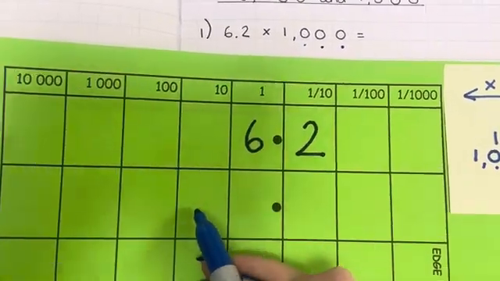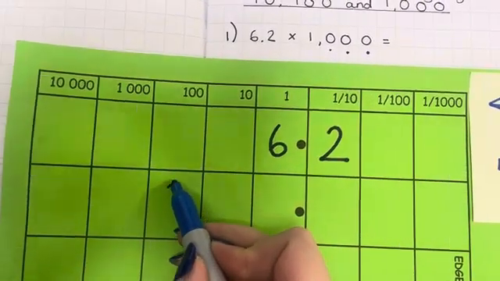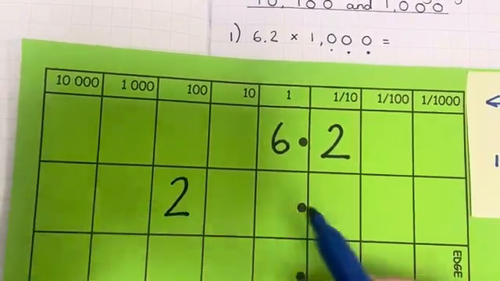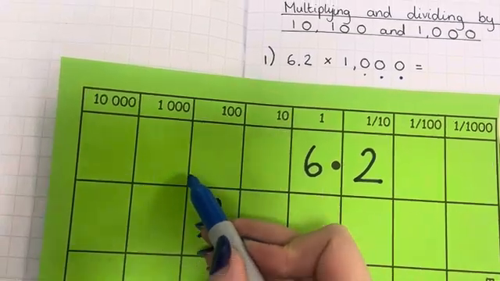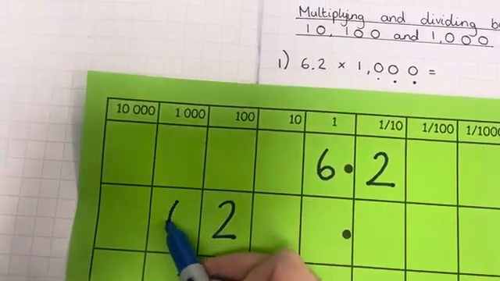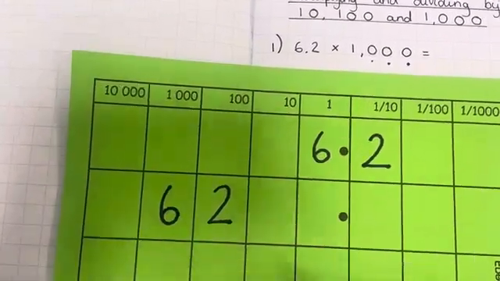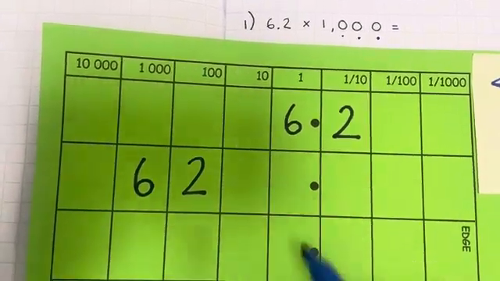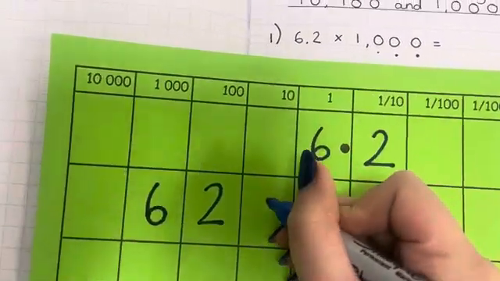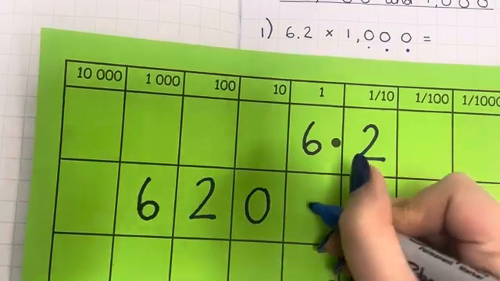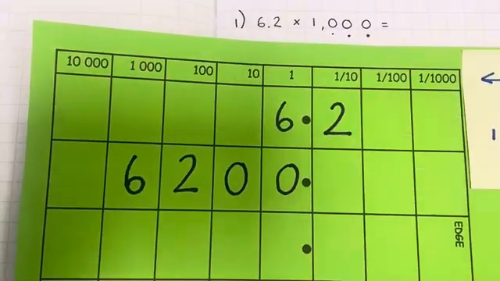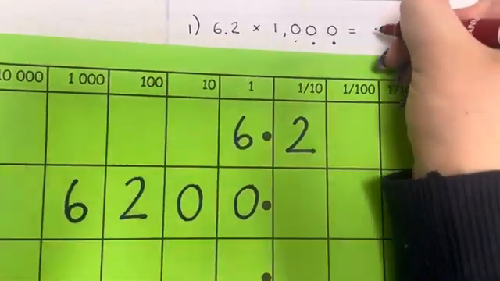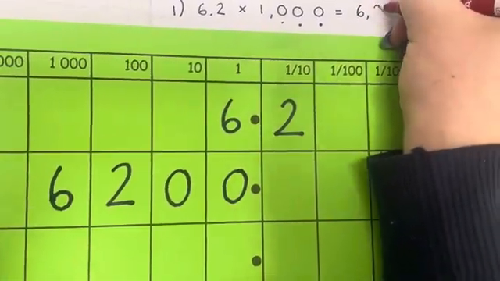1, 2, 3. My 2 is now in the hundreds column. 1, 2, 3. My 6 is now in the thousands column. I have no tens and no ones, so I add zeros to act as placeholders. Here I can see my answer is 6,200.